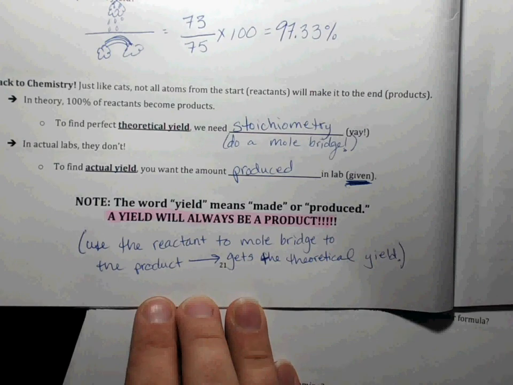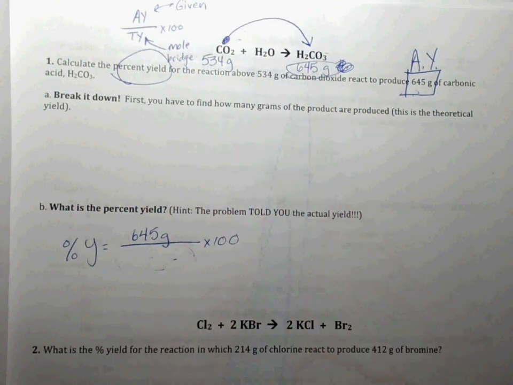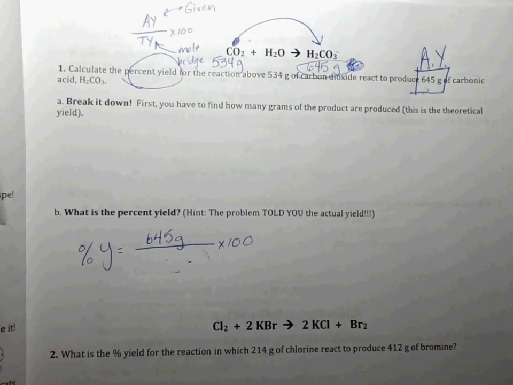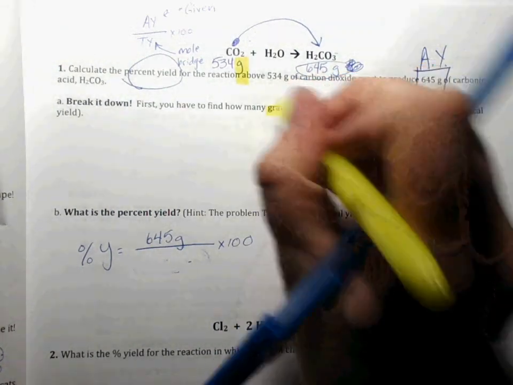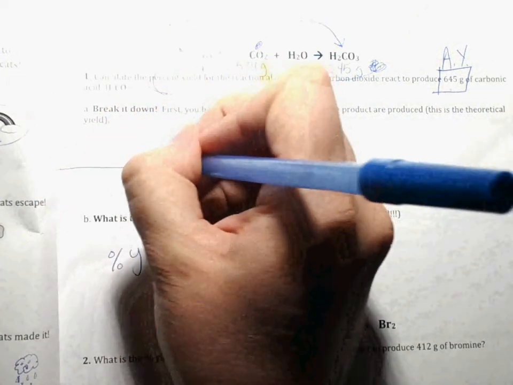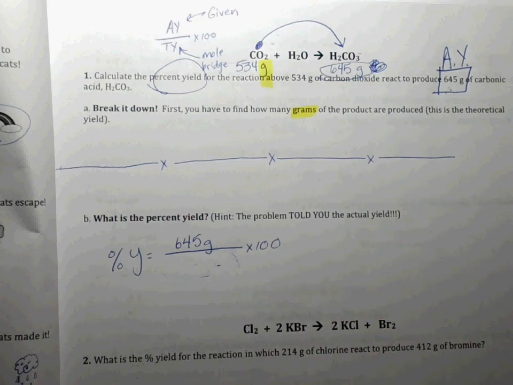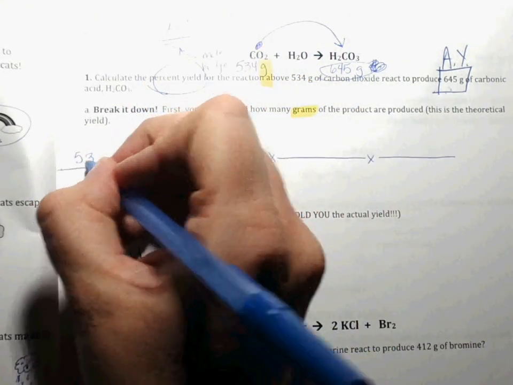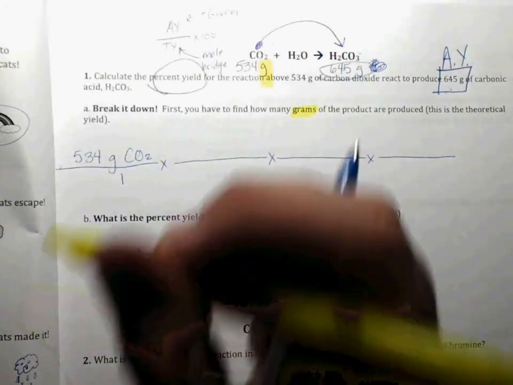So here's my reactant. I'm going to mole bridge to the product. That's going to get me my theoretical yield. We were given grams of the reactant. We have to find grams of the product. So grams and grams, that's going to be a four-fraction problem. Remember to start your first fraction all the way to the left or you're not going to have enough room. Our given that we're starting with for this bridge is 534 grams of CO2. We're going to put that over 1.